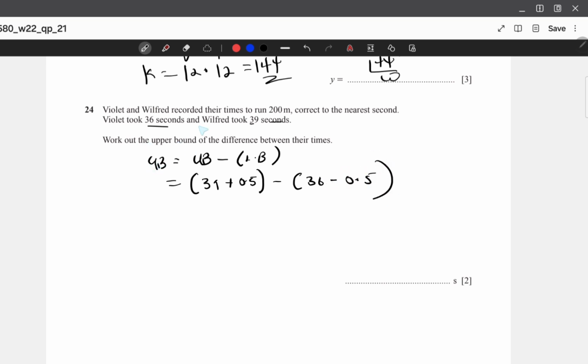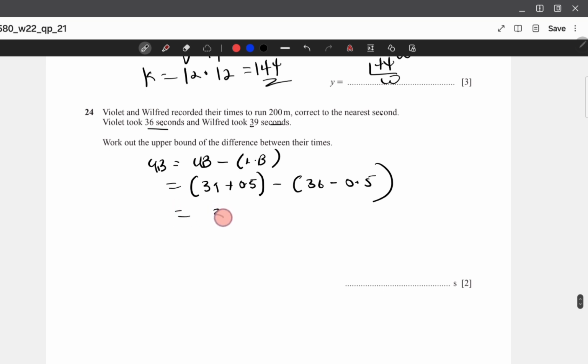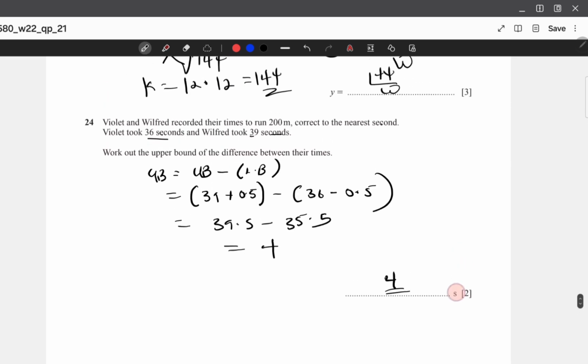Remember, upper bound difference will be upper minus lower. So the upper is 39 plus 0.5 because we are correcting to the nearest second. Then minus the lower, which is 36, then we remove 0.5 from it. So this will be 39.5 minus 35.5, and if we subtract this, our answer is 4. That's the answer, about 4 seconds. Alright, so that's that about that.